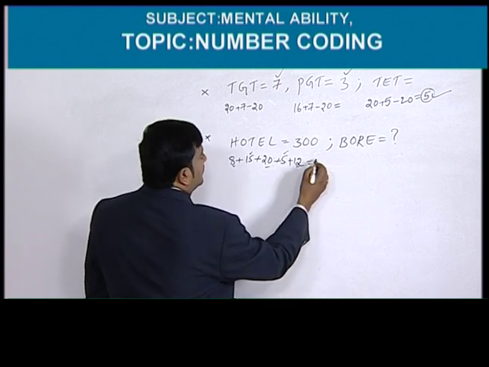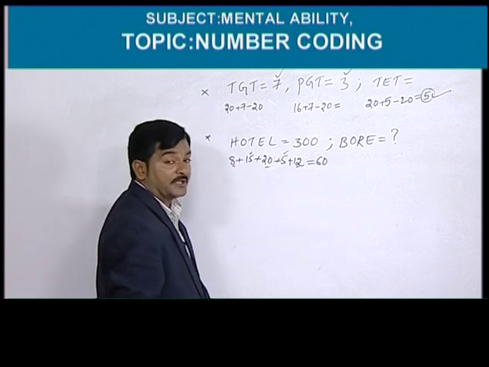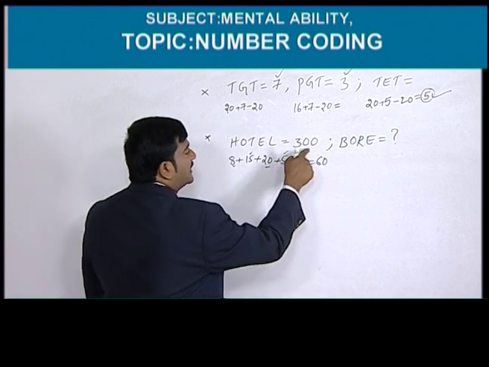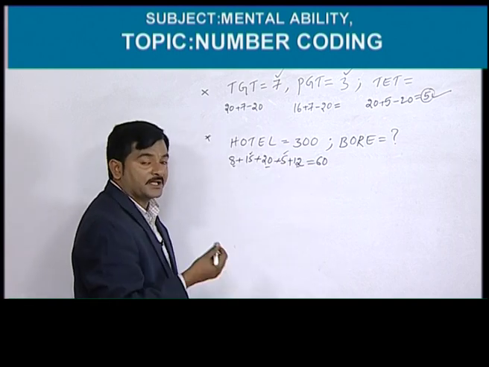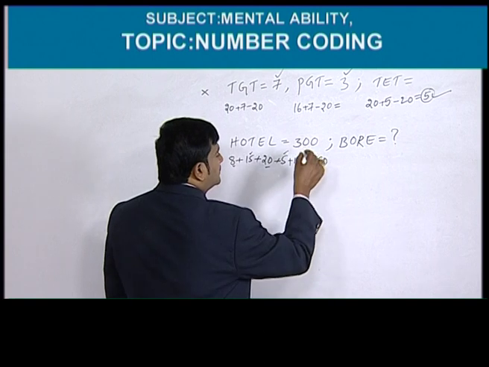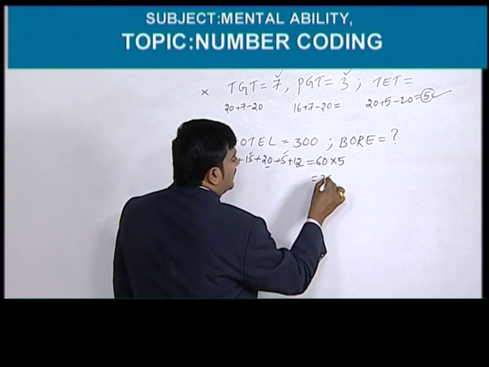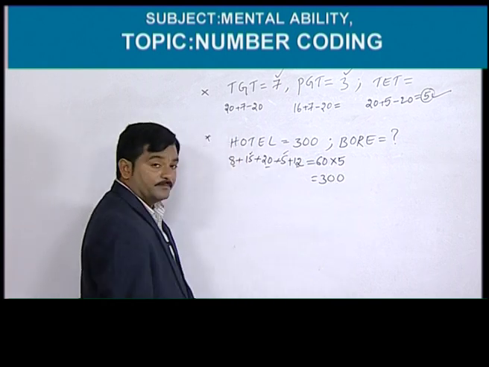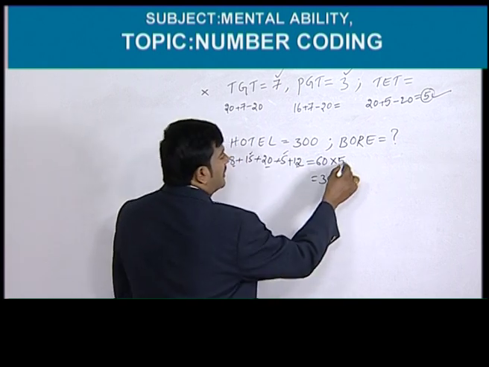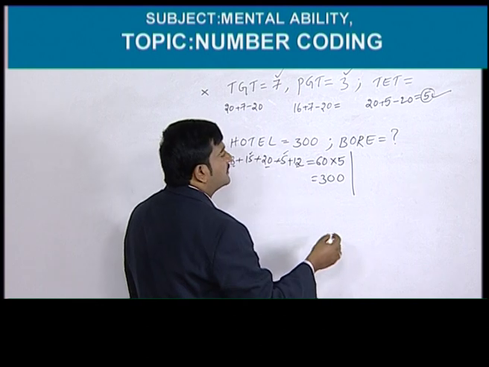So here 20 means how much am I getting? I am getting 60. But here, how much is there? 5 is 300. How am I getting 300 from 60? It means 60 is multiplied by 5, and I am getting 300. Similarly, apply the same concept for the second word also.